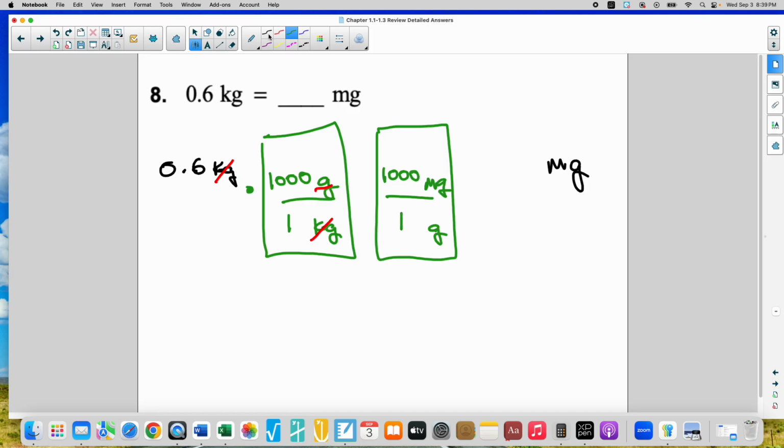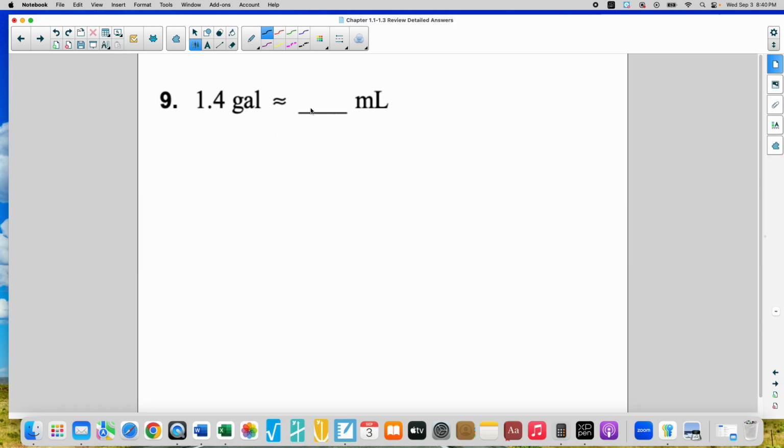Good. So I have this in the numerator, this in the numerator, this in the numerator. So each 0, when I multiply, is going to move that decimal point. So I have 0.6. How many zeros do I have? I have 1, 2, 3, 4, 5, 6. That decimal point is going there. I'm going to start adding zeros, and I have 600,000 milligrams is equal to 0.6 kilograms. Nice. Good. Gallons to milliliters.